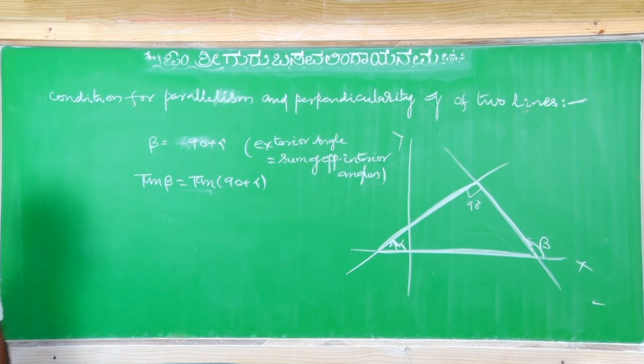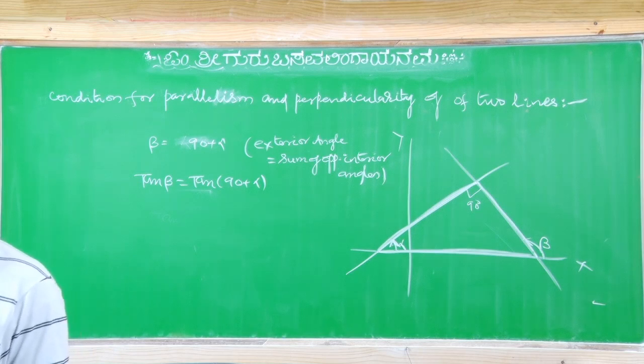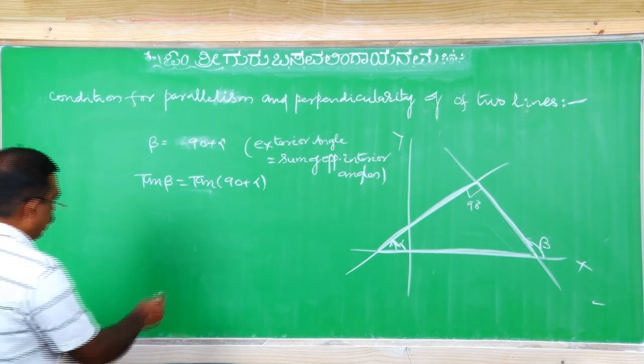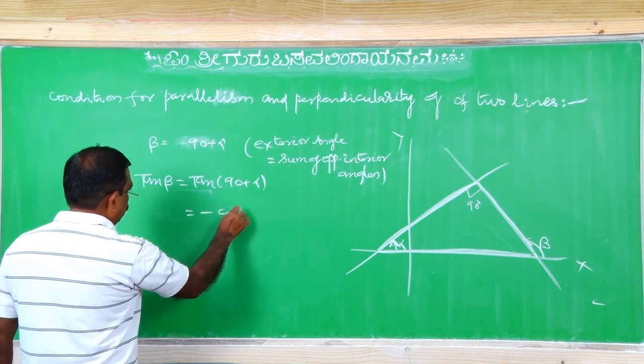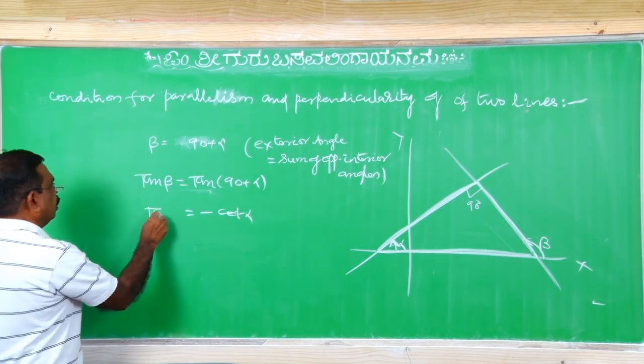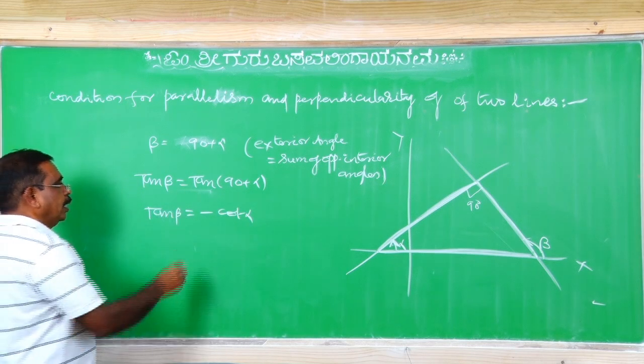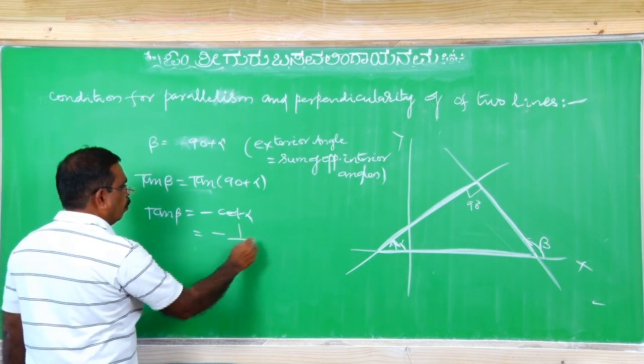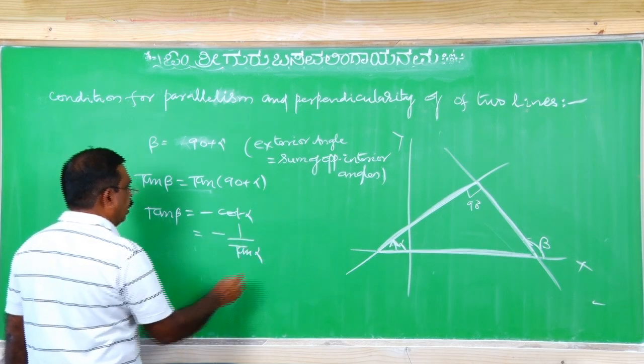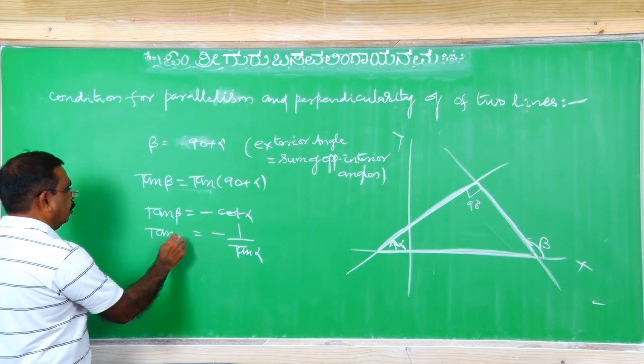What do you say? Tan 90 plus theta is how much? Tomorrow we will tell, sir. Tan of 90 plus lies in the second quadrant. Tan becomes cot for 90 degrees, and in the second quadrant it is negative. Therefore minus cot alpha. This is tan beta. This cot can be written as 1 by tan. Correct or not? This is tan beta.